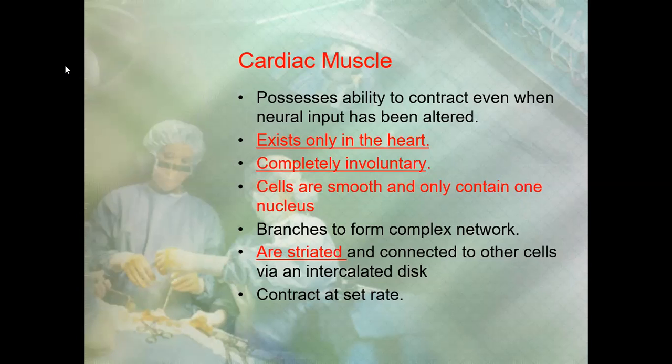So these cells are very smooth. They just have one nucleus, but they do have these special areas. You don't have to write this down, it's just so you've heard it before. They're called intercalated discs, and they're only found in the heart to allow these cells to talk to each other. Oh, there it is right there, intercalated disc.